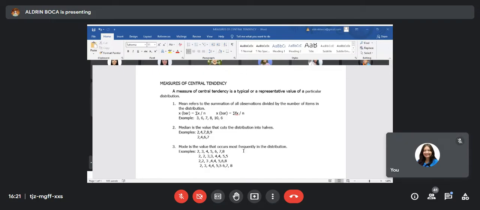Wala pong mode. What is the mode of the distribution, if you were given 2, 3, 4, 5, 6, 7, and 8? No mode po. Bakit walang mode? Wala po kasing may given na twice siyang inulit or thrice.